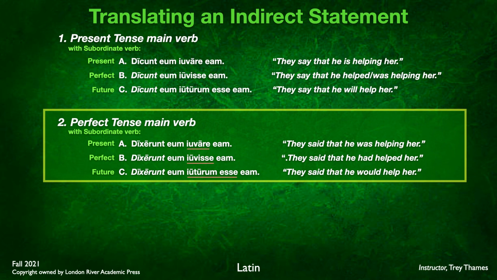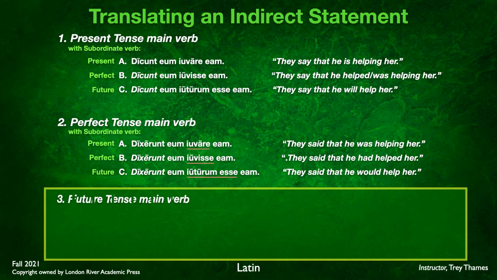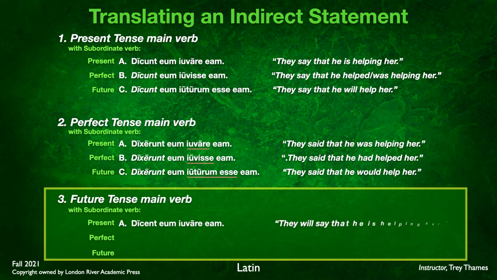Now here you can translate that future as would. There's a sense of possibility here, not definitiveness. It's in the future. All right. They said that he would help her. Let's look finally at a main verb that is in the future tense with, again, the same three present, perfect and future infinitives. Here we have dicint. This is the future tense main verb of dico. Dicint errari eam. They will say that he is helping her.